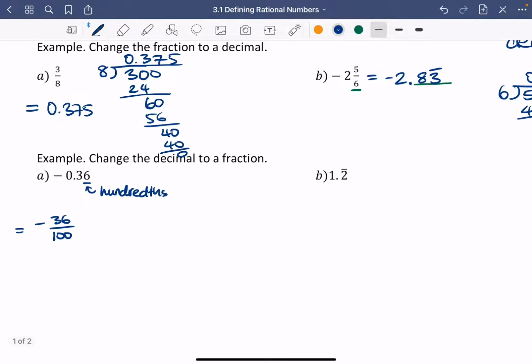Okay, and if your number is a repeating decimal, it means that it's going to be over 9, 99, or 999, etc. So this one is a repeating decimal. So it will be 1 and 2 over 9. Okay. So because it's 2 repeating, so it's 2 over 9. If it was like 21 repeating, then it will be 21 over 99, etc.